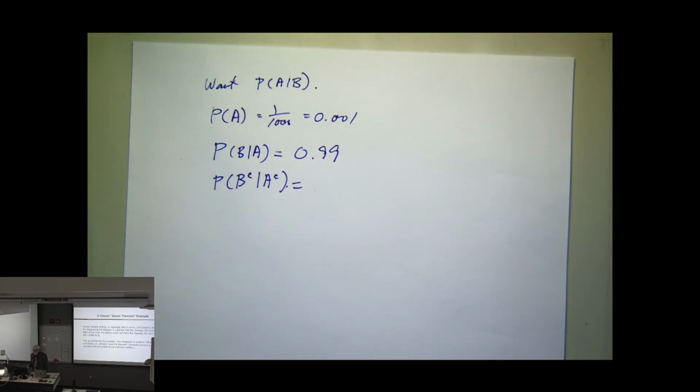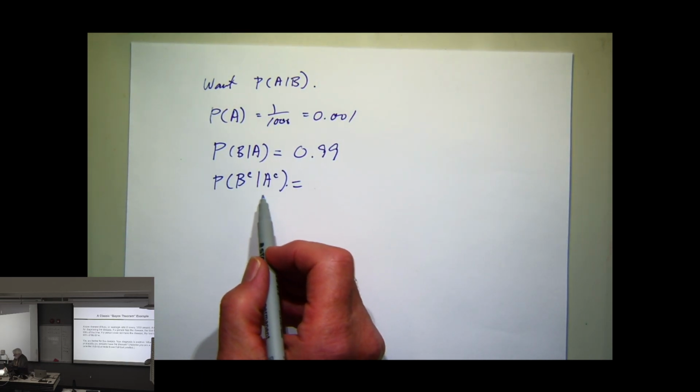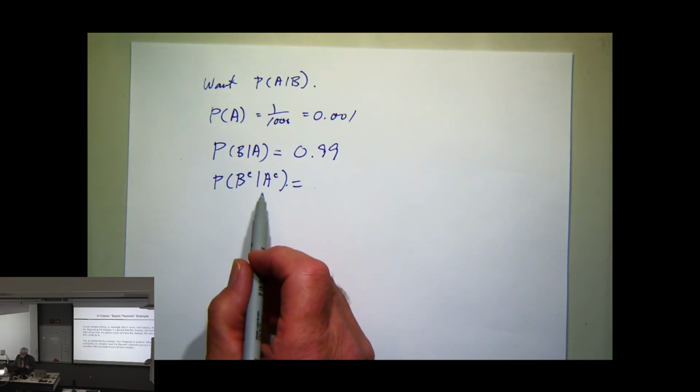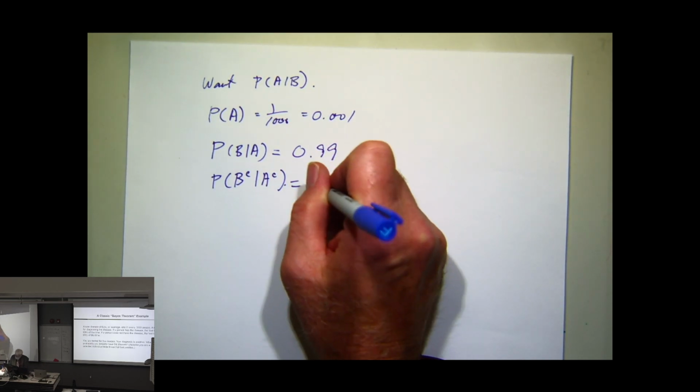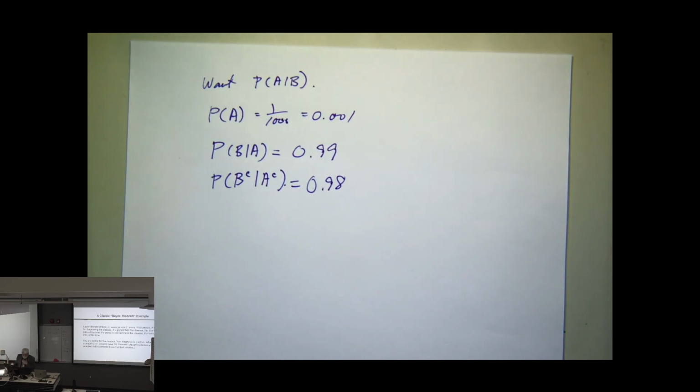And then the next part says if the person doesn't have the disease, in other words, the condition is A complement, because A complement is that the person doesn't have the disease, the test comes back and says you don't have the disease. Okay, and that's 0.98. Okay, so we've labeled all of the probabilities that we have.